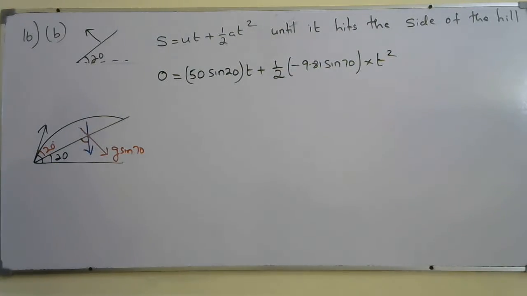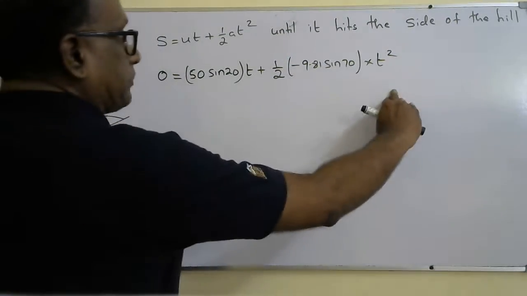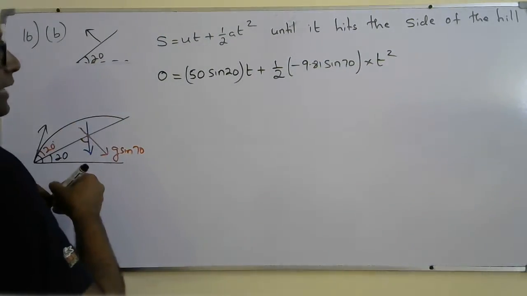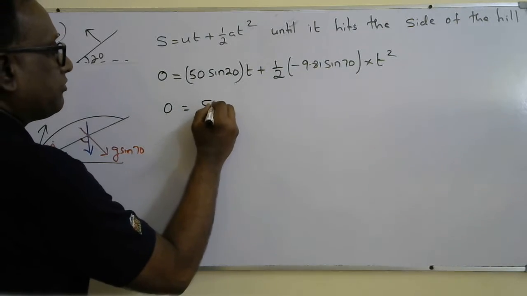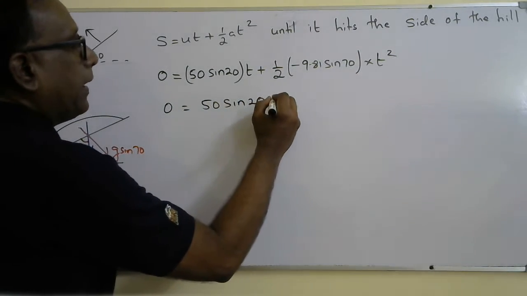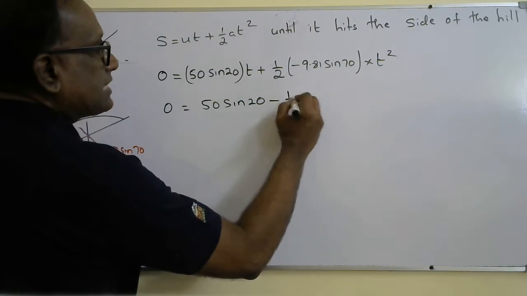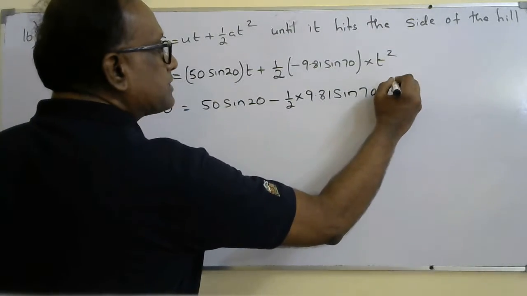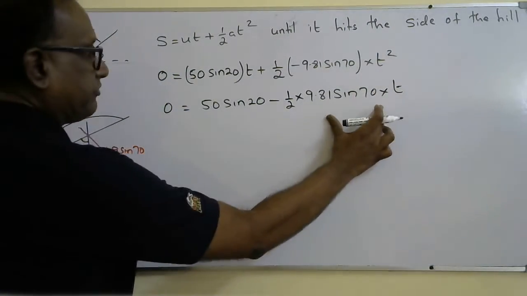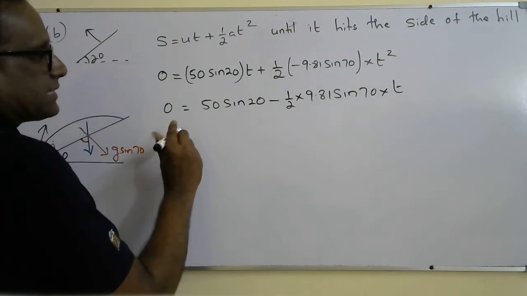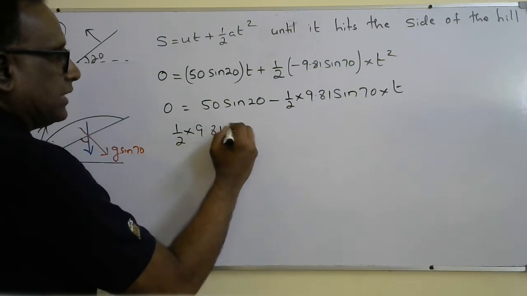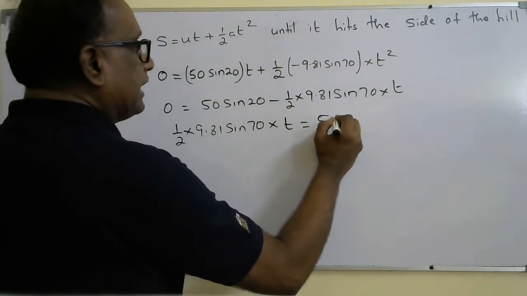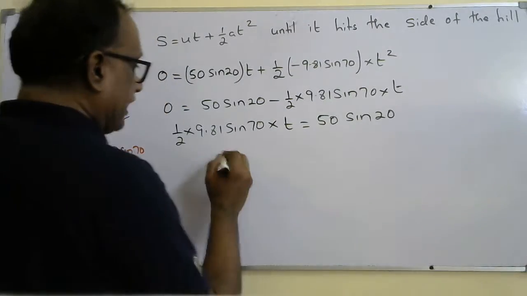I hope you understood the technique here. Divide the whole equation by t. It's not a quadratic equation because there's 0 here, t squared. So 0 equals 50 sine 20 minus half times 9.81 sine 70 times t. Solve it, bring it to the left: half times 9.81 sine 70 times t equals 50 sine 20. Solve it and find t.